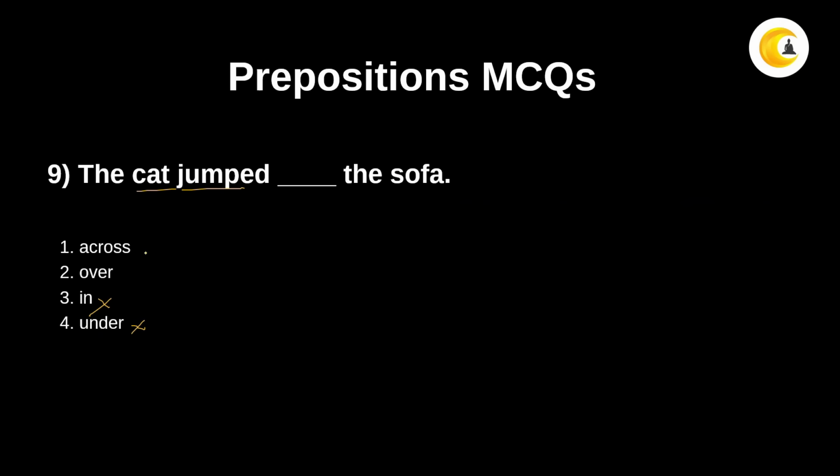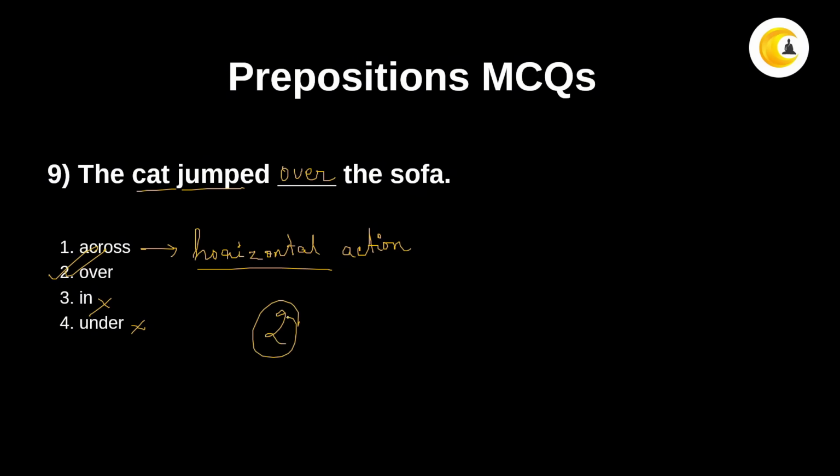So there can be two things: across the sofa and over the sofa, right? But usually you use "across" only when you know that this jumping will be a horizontal action, like he swam across the river. Why? Because that's a horizontal action, you just go in one straight line, right? But jumping can be in any direction, so we usually use "over." When it's not a horizontal action or we don't know the direction of the action, it is "over," not "across." So your answer is option number 2, right?